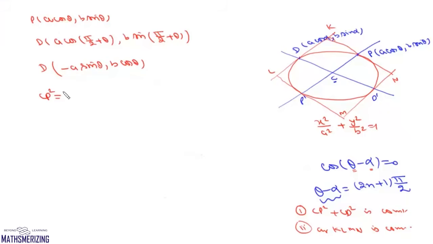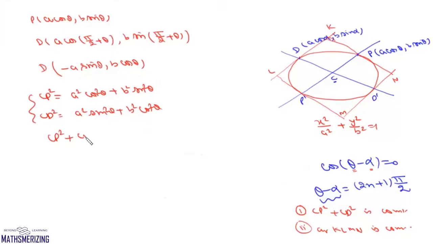CP square will be A square cos square theta plus B square sin square theta. In the same way we can write CD square: it will be A square sin square theta plus B square cos square theta. Now we'll add them, then CP square plus CD square is equal to A square plus B square, which is independent of theta. So that means CP square plus CD square is constant.